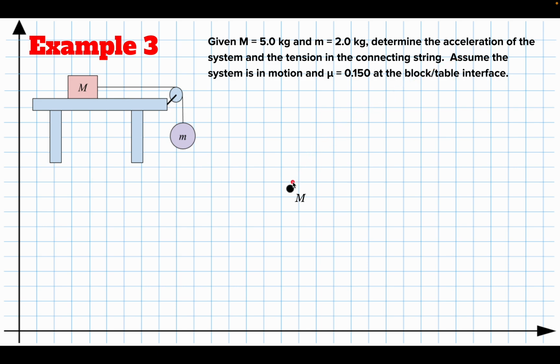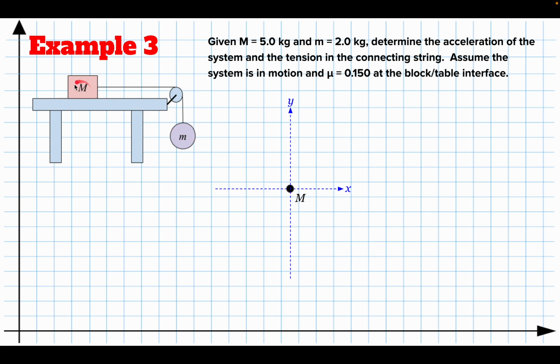So big M accelerates to the right, so I'm going to call that direction to the right the positive x direction. Remember, we get to choose the coordinate systems. We're going to make them so that the objects accelerate in the positive x direction. If that's the positive x direction, then the y direction is perpendicular to it, like that.